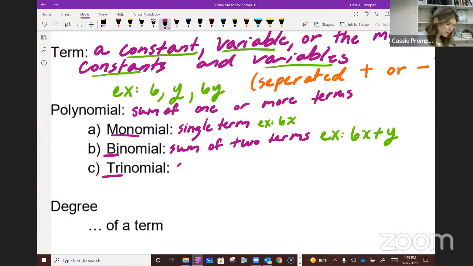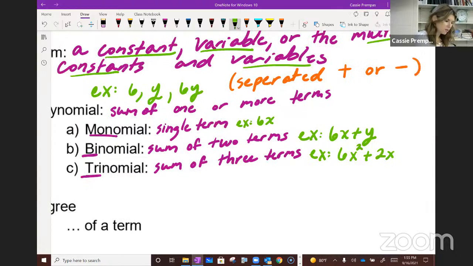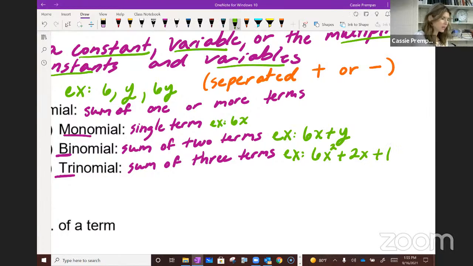So a trinomial is going to be the sum of how many terms do you guys think? 3, exactly right. So like 6x plus y plus c. That would work. Or you could even do something like this, 6x squared plus 2x plus 1. I can't combine those because they're not like terms, which we are going to talk about as well.